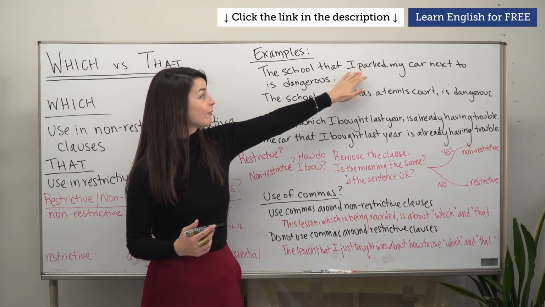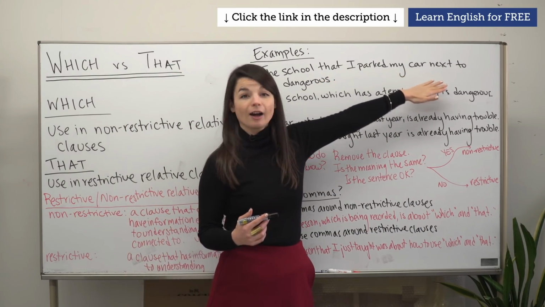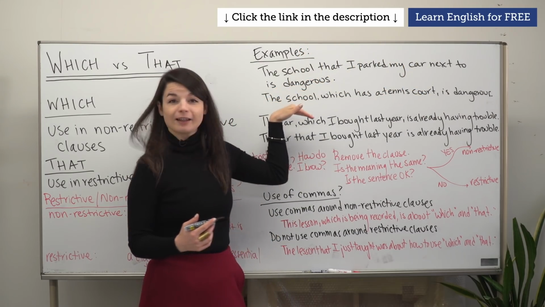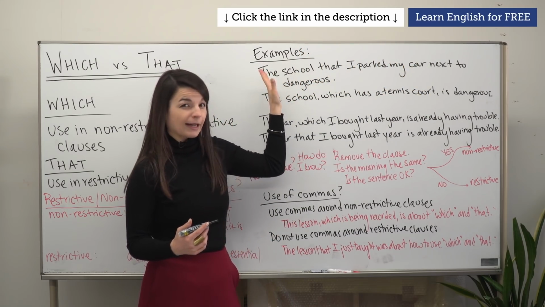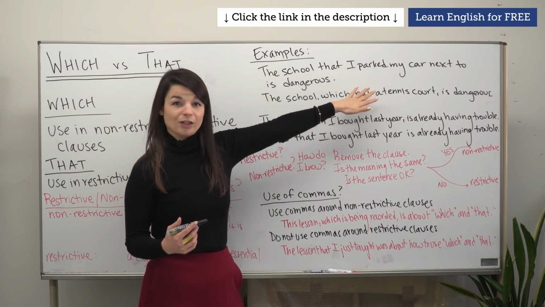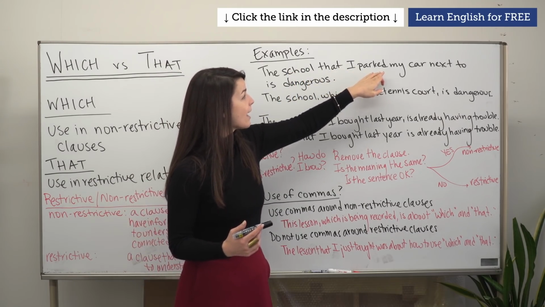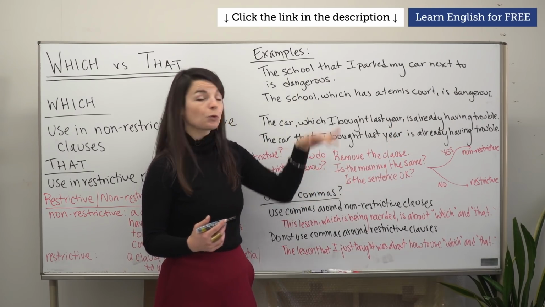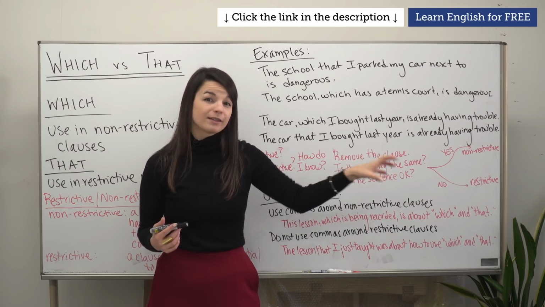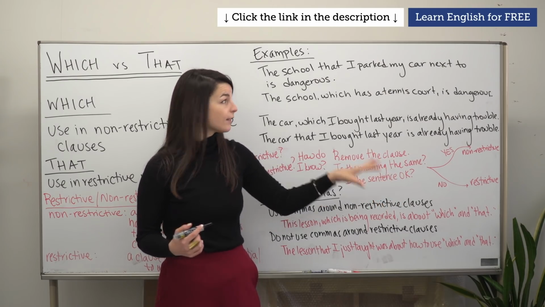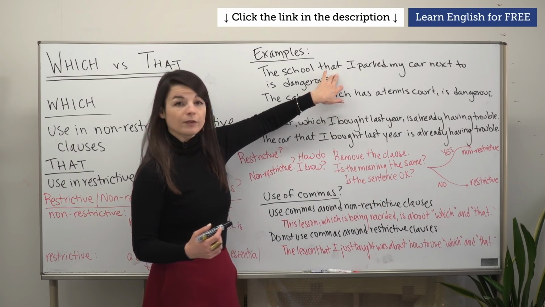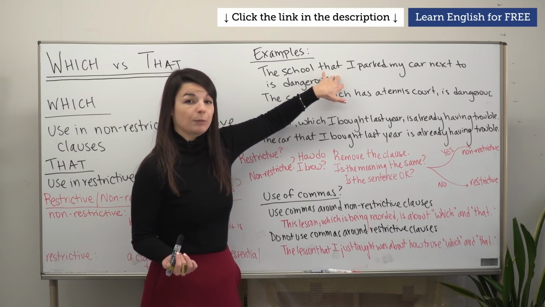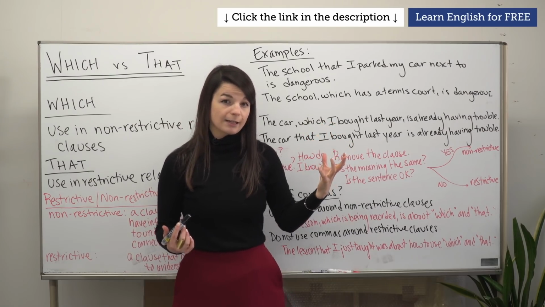I need this information. The school that I parked my car next to is dangerous. If I remove this, the school is dangerous, the sentence is correct. However, the meaning changes. The key here is that I parked my car there, so I want to explain that specifically the school that I parked my car next to, this school in particular, is dangerous. So that shows us that it's a restrictive clause. We have to use that in this sentence because the information is essential to our understanding.